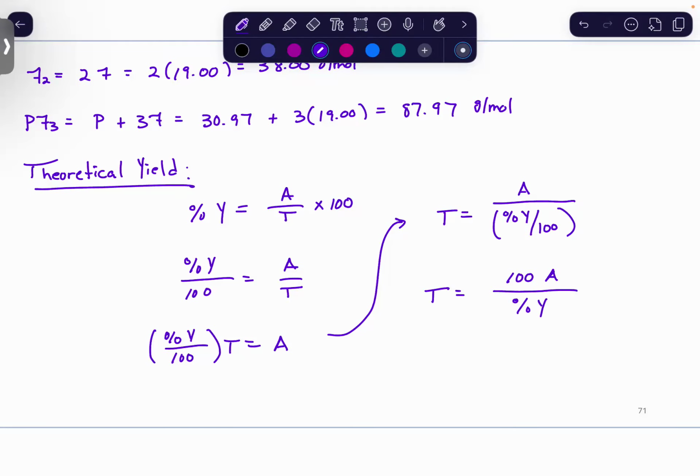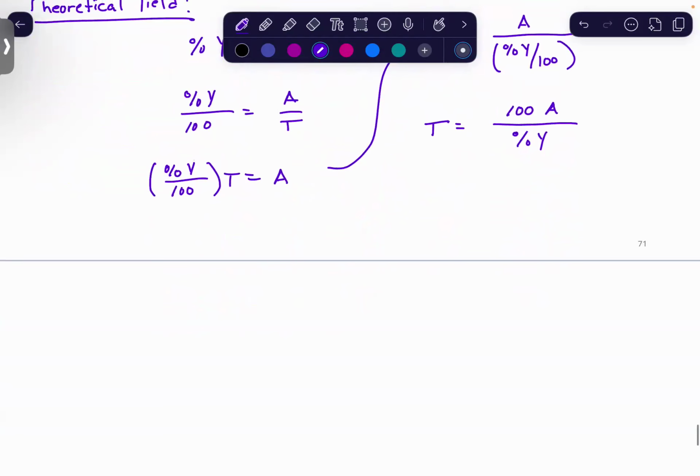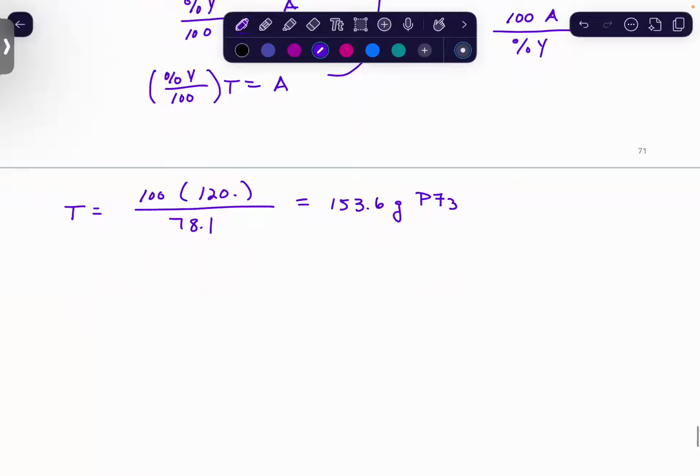All right. So now this is an equation I can plug numbers into. Theoretical, 100. My actual yield is the 120 over the 78.1, which is my percent yield. This will give me 153.6 grams of phosphorus trifluoride. So if I got 100% yield, this is what I would have gotten. This is a number that I need to use to then say, well, what mass of fluorine do I need to get this 120 grams? Again, that's why I'm trying to maximize it.